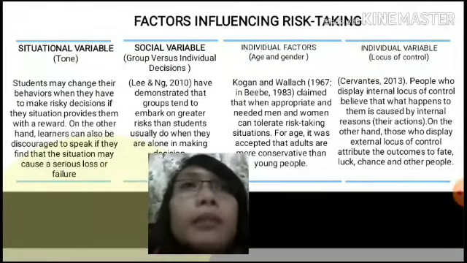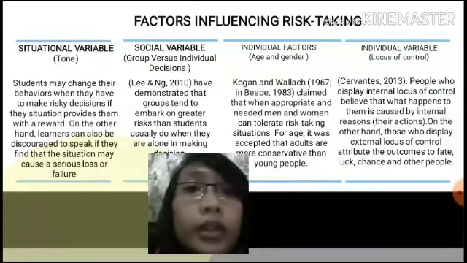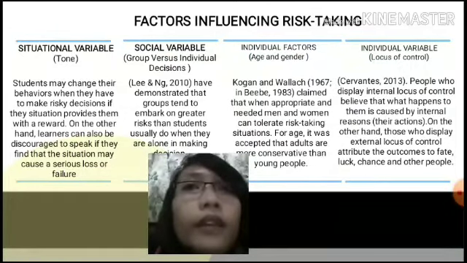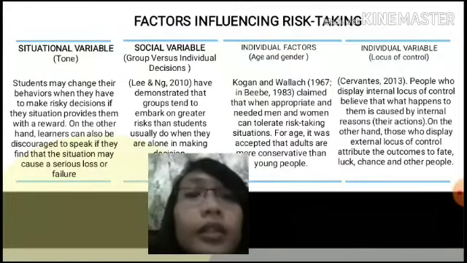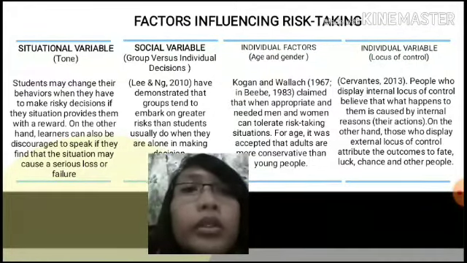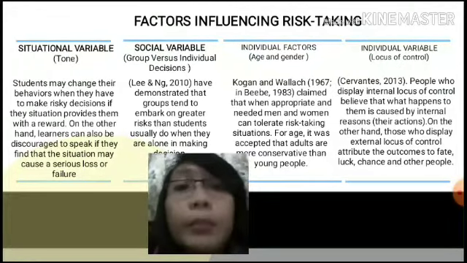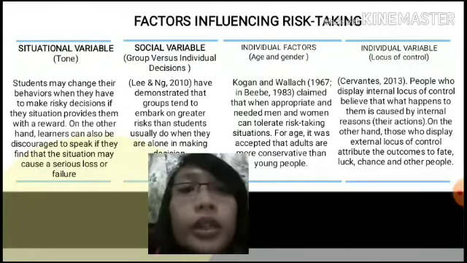For example, my friend actually tried to give a reward to her students if they can answer the questions correctly, and the result is her students are almost all more willing to take risks because she provided a reward.